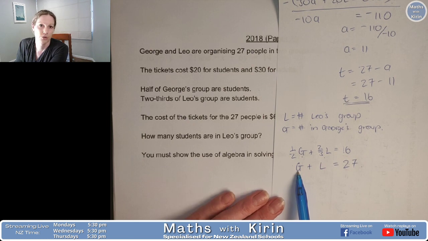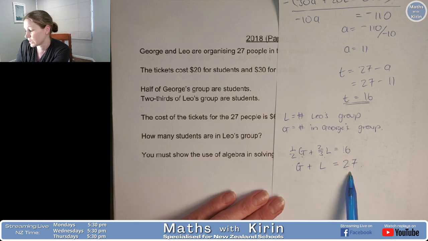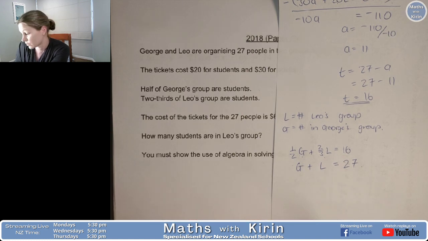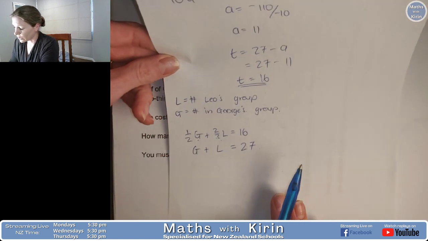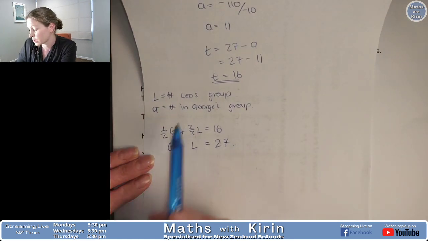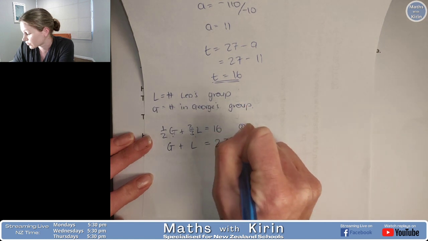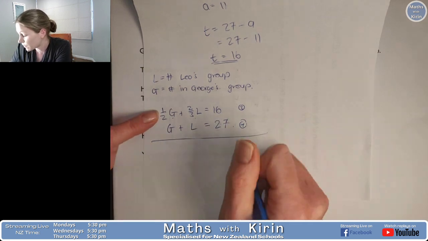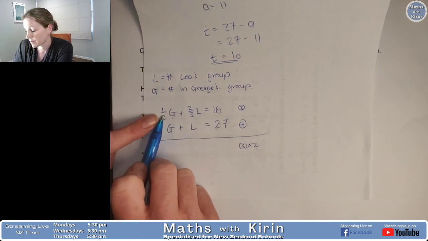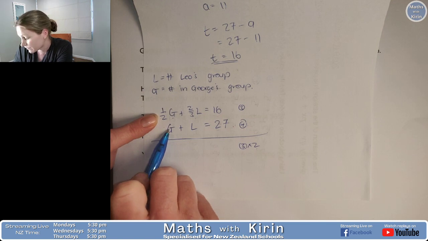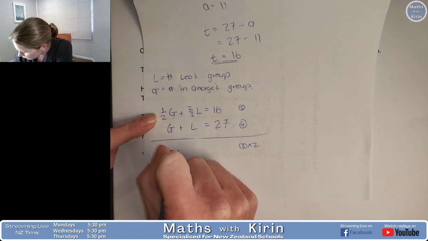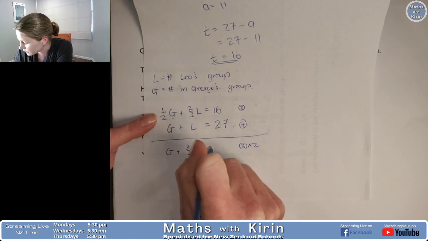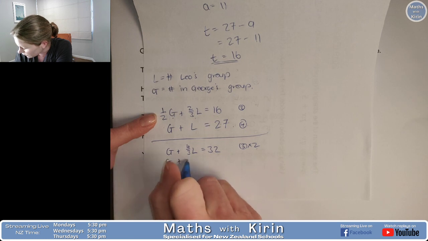We know that the number of people in George's group plus the number of people in Leo's group still have to be 27. So I'm going to use that equation, but you can still get the right answer if you use the equation for adults. So from here, we need to get the same coefficient. So if we just call this 3 and 4, I'm going to multiply equation 3 by 2. Because when I double that, I'm going to get G, which means I can eliminate my G. So we get 1G plus 2/3 doubled is 4/3, and 16 doubled is 32, and then we've still got this.